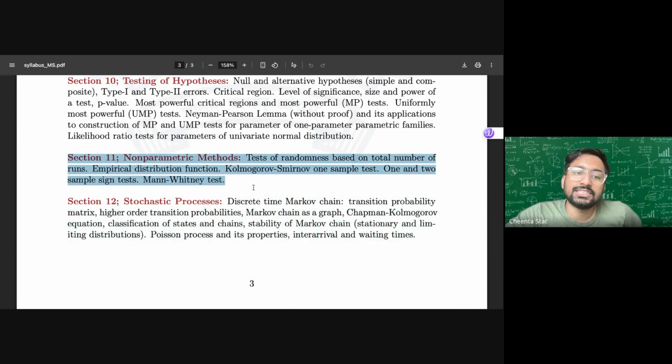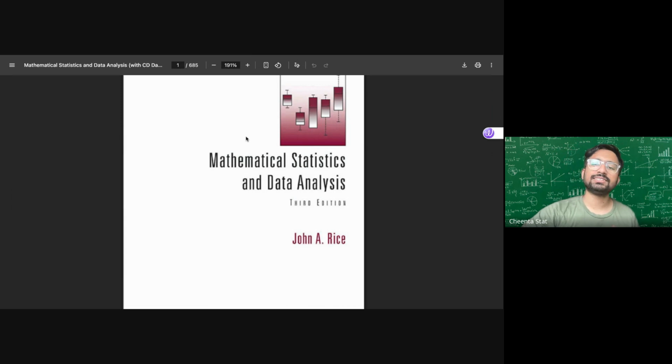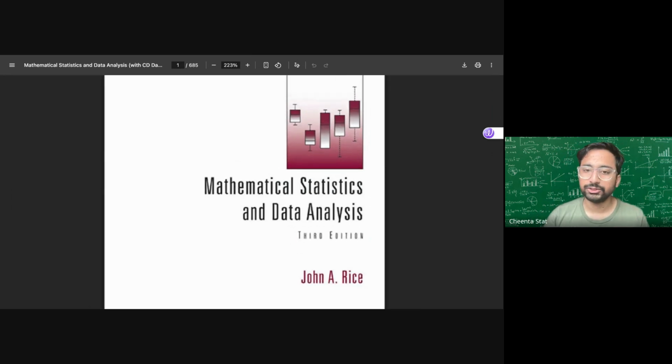Then section 11 that is added in statistics is non-parametric methods. For non-parametric methods, I will suggest you two books. First, I will suggest you start with Mathematical Statistics and Data Analysis by John A. Rice, because I already suggested this to students who are introducing themselves to statistics, because it's easier to understand. Before we go ahead to explore the books of non-parametric statistics, we should understand what non-parametric statistics is doing and how it is different from parametric statistics.